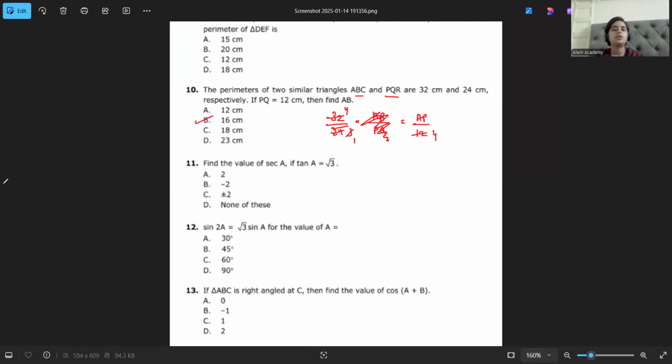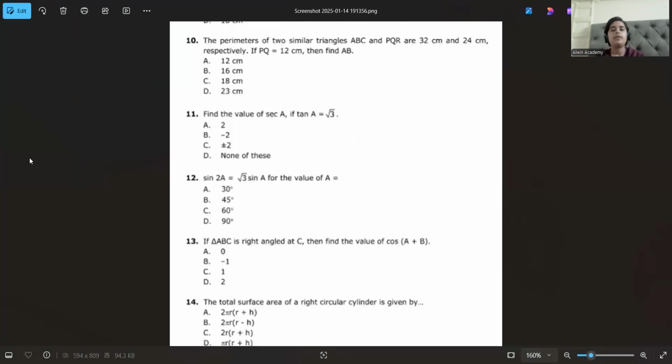Going to the next question. Find the value of sec A if tan A is equal to root 3. Now tan A is root 3. The value of tan is root 3 when the angle theta is 60 degrees. So tan A is actually equal to tan 60 degrees. So A is 60 degrees. Now I have to find sec A. If I apply the theorem we have with us, which is 1 plus tan square A is equal to sec square A. Herein I have 1 plus tan A, which is given as root 3.